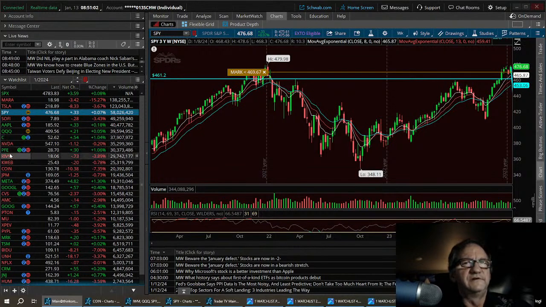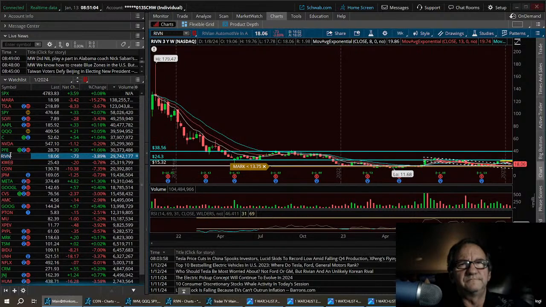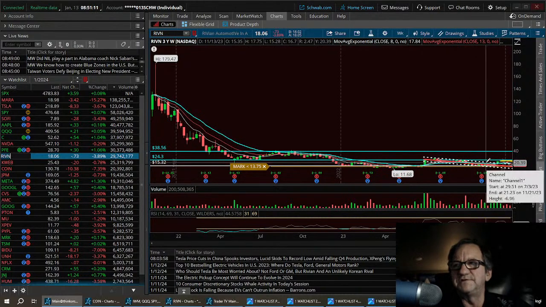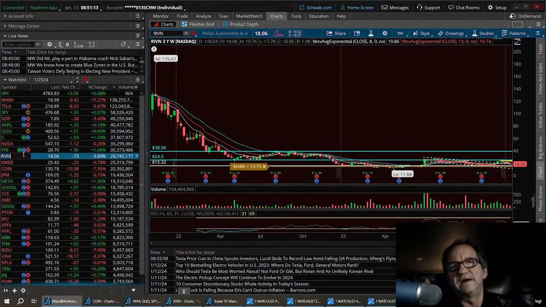That's NVIDIA. We've got Rivian. I was all hyped up about Rivian, and then the word came out that they weren't building that many cars after all, and the thing pulled back. So I'm glad I wasn't swinging it. That's why I trade one trade at a time, and I do my thing.